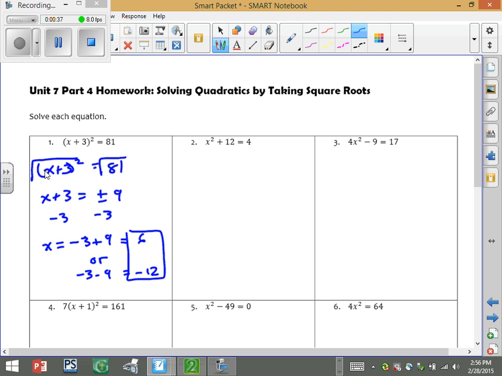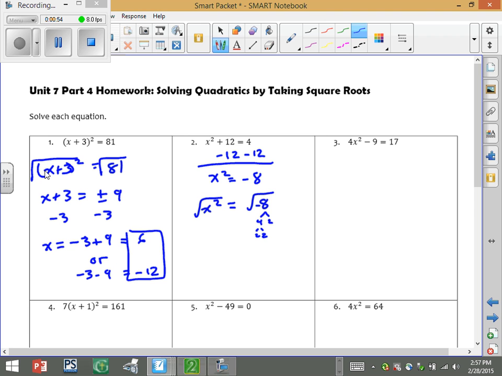Here we need to move the 12 before we can take the square root. So subtract 12, subtract 12. So x squared equals negative 8. Now we can take the square root of x squared, and that is x. Then we take the square root of negative 8. We have 4 times 2, 2 times 2.